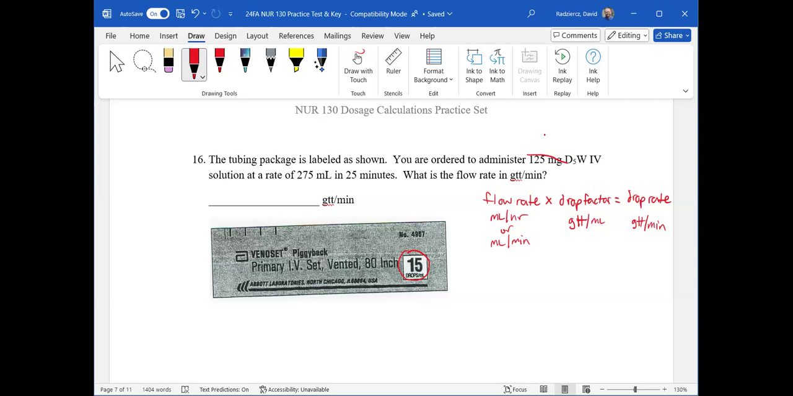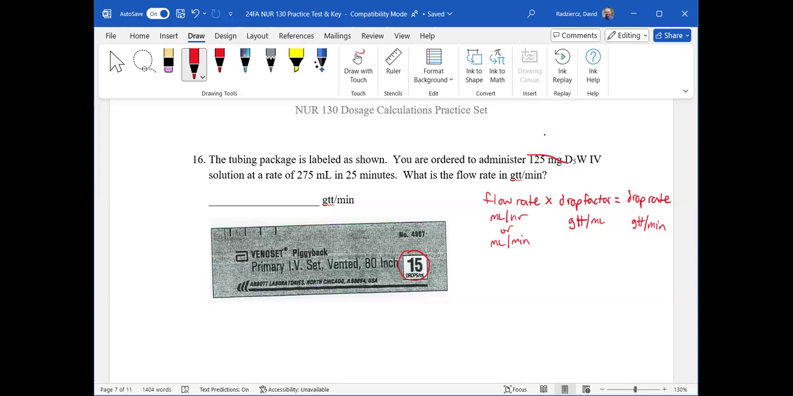And in this instance, we just need to know volume over time and then multiply by the drop factor. Some of these questions will have extra information, which is why it was written there, because you will see a version of that on the test. And I just like to keep it very, very simple for you.